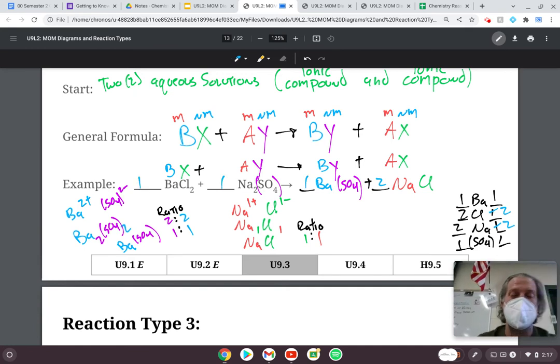So that is how we do a double replacement reaction. There's a lot of work there. I realize that, but that's what you've got to do.